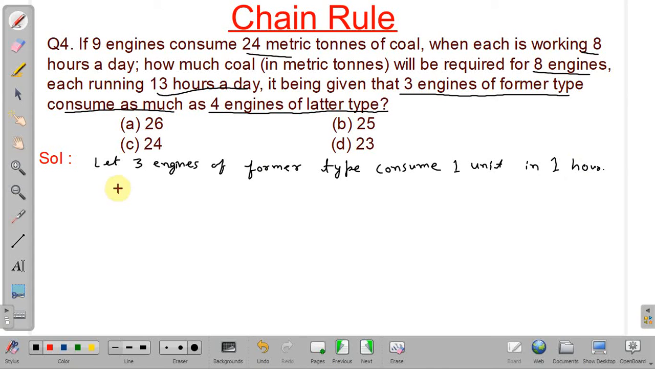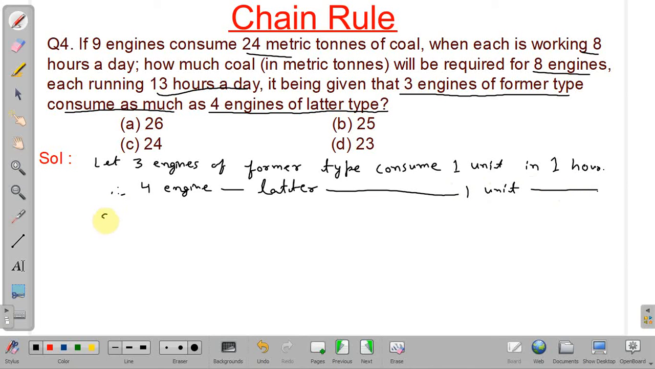So one in, sorry, four engines of latter type will consume 1 unit only. It is given.